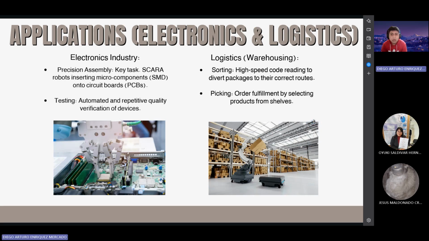Applications: electronics and logistics. Electronics industry. Precision assembly, with SCARA robots inserting microcomponents onto circuit boards. Testing, automated and repetitive quality verification of devices. Logistics. Sorting, high-speed code reading to direct packages to the correct route. And picking, order fulfillment by selecting products from shelves.